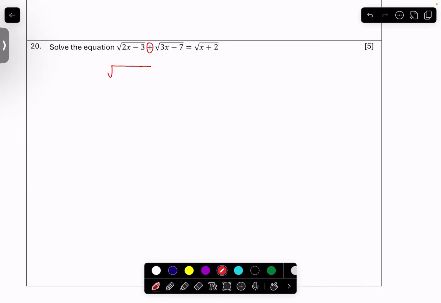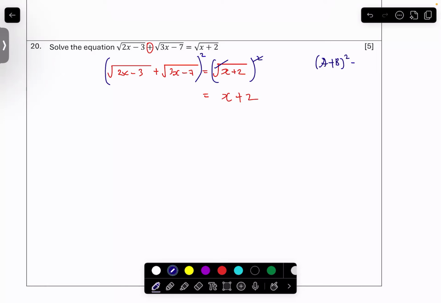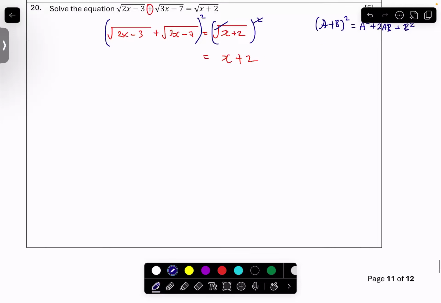So let's write down the question first. Root 2x minus 3 plus root 3x minus 7 equals root x plus 2. If I attempt to square both sides, this whole thing will get the square, this whole thing will get the square. The right hand side is very straightforward. The square will take away the square root. However, it doesn't work the same for the left hand side because of the (a plus b) squared property, which will always give us a squared plus 2ab plus b squared. So that creates a problem for us.